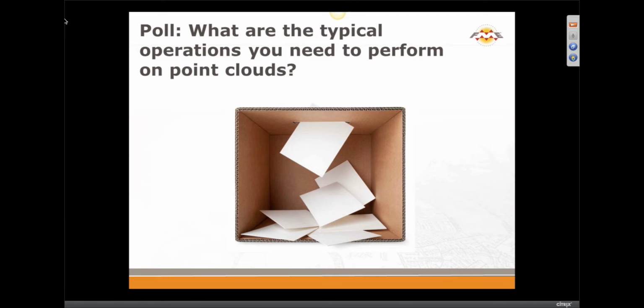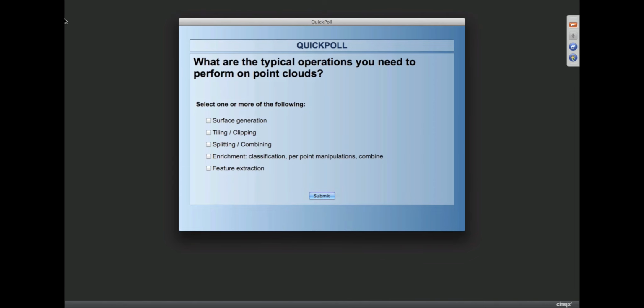Now we are going to talk about typical operations that we can do between reading and writing, and our poll question is about typical operations that you need. All right, so let me go to the polls here, and let's launch the poll. So yeah, what kind of things? Again, a multiple choice poll.